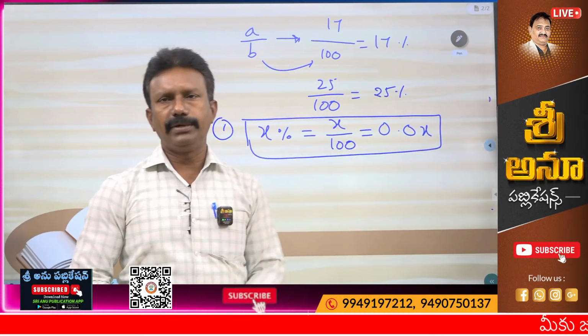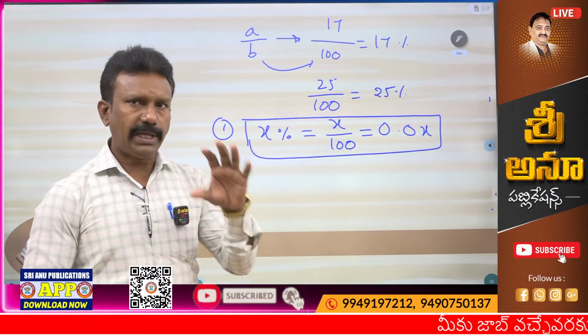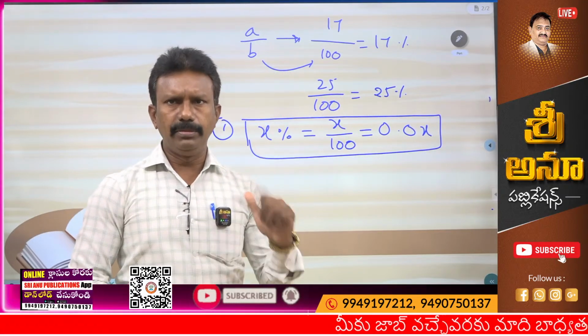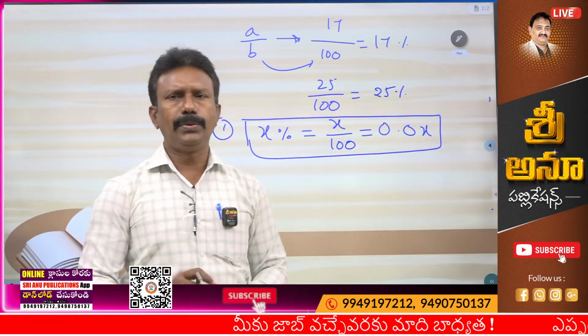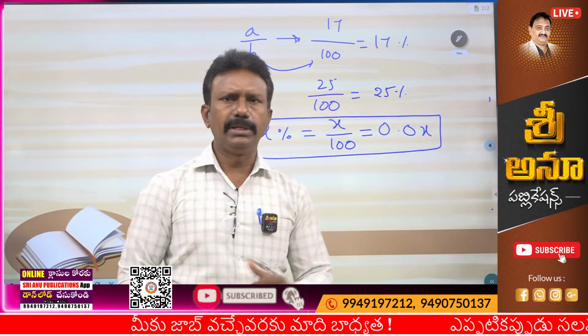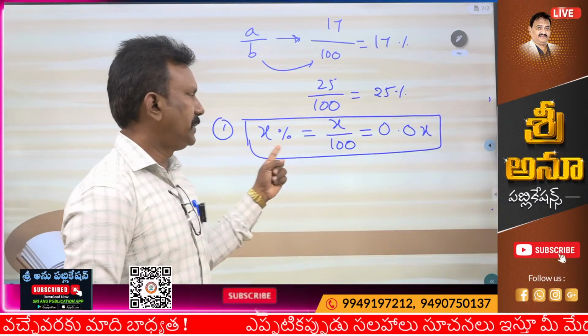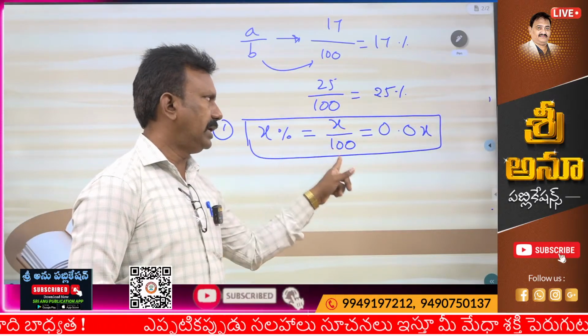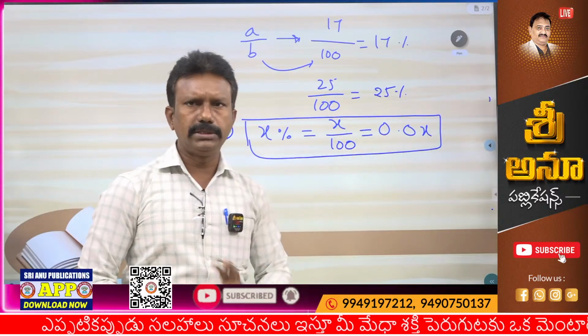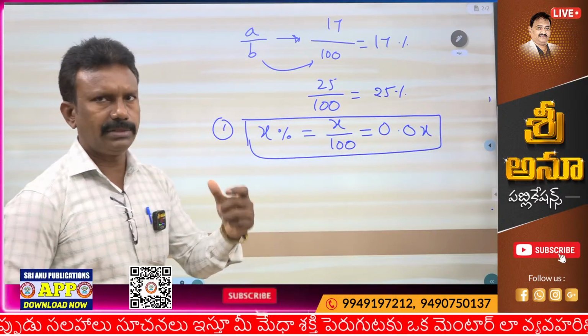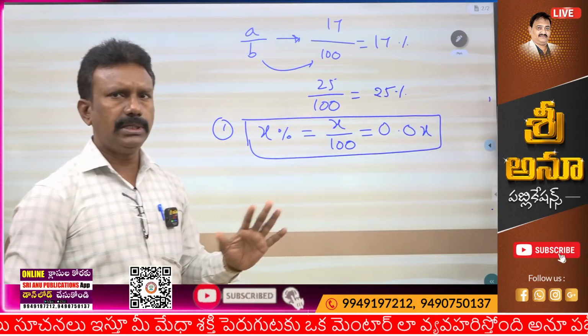There are two different forms. One is fraction form, like a by b, and the other is decimal form, like 0.0 something or 1 point something. With the help of decimals, in case of x percentage, just write x by 100, that is equal to 0.0x. We are following two different forms of each percentage, fraction and decimal.